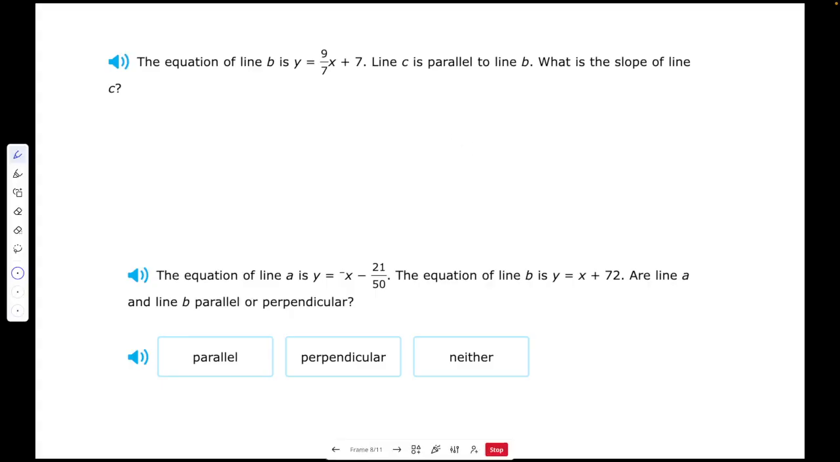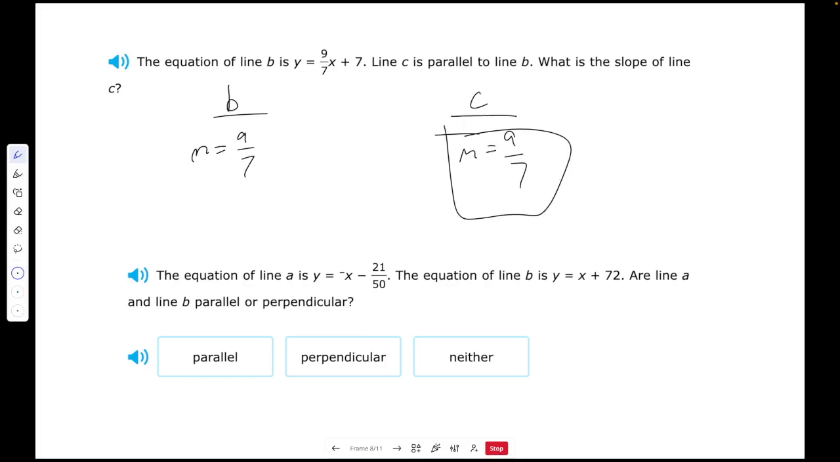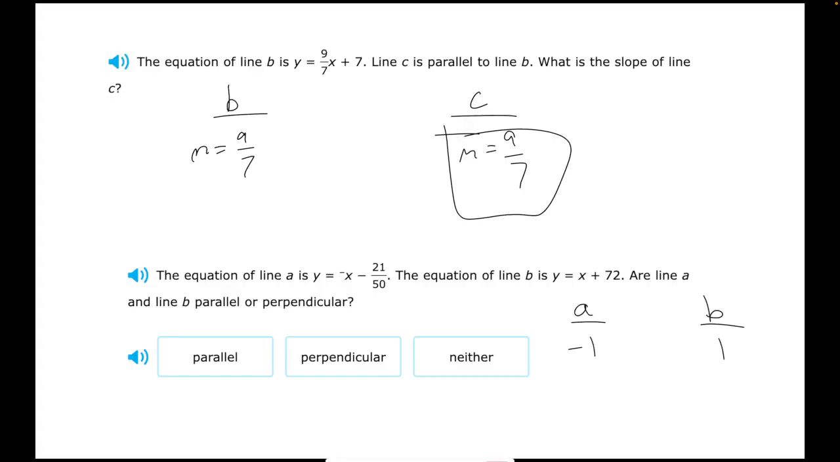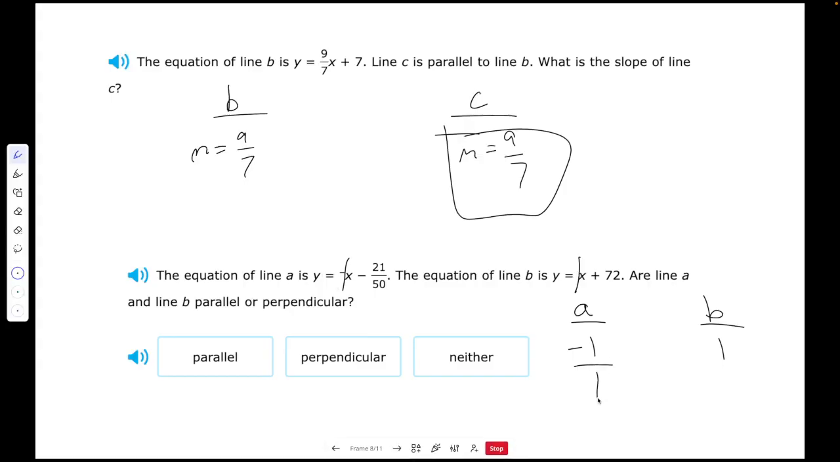Okay, now that you've had time to work these problems, let's check your solutions. For the first problem, they're parallel, so they have to have the same slope, so you should have gotten 9/7. Question 2 is a little bit of a tricky one. We need to realize that the slope of line A is -1, because there's an invisible -1 here. And the slope of line B, there's an invisible 1 here. And these are actually negative reciprocals, because if you put it over 1 and you flip it and make it opposite, you get positive 1/1. So these are actually perpendicular lines.